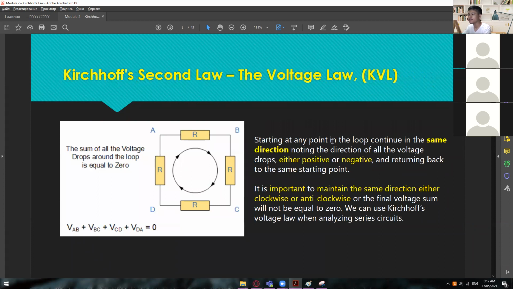So in here, starting at any point in the loop, continue in the same direction, noting the direction of all the voltage drops, either positive or negative, and returning back to the same starting point. So it is important to maintain the same direction, either clockwise or anti-clockwise, or the final voltage sum will not be equal to 0. So we can use Kirchhoff's voltage law when analyzing series circuits. It is just saying that if you have this kind of polarity, then you must stick with that polarity. You cannot have two polarities at the same time. If you have clockwise, just stick with clockwise. If you have counterclockwise or anti-clockwise, then just stick with that.